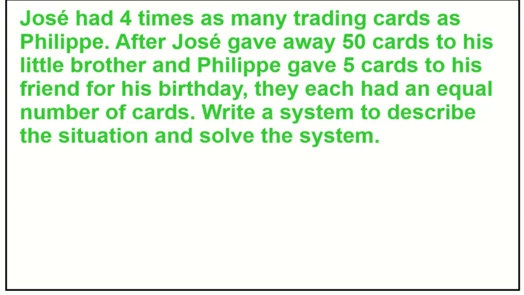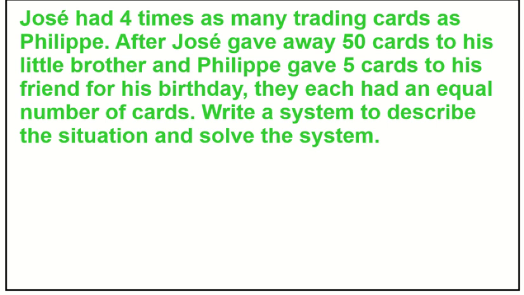All right, so we got here, Jose had 4 times as many trading cards as Felipe. After Jose gave away 50 cards to his little brother and Felipe gave away 5 cards to his friend for his birthday, they each had an equal amount of cards. Write a system to describe the situation, solve the system. So the first thing we want to do ever is get the two equations.